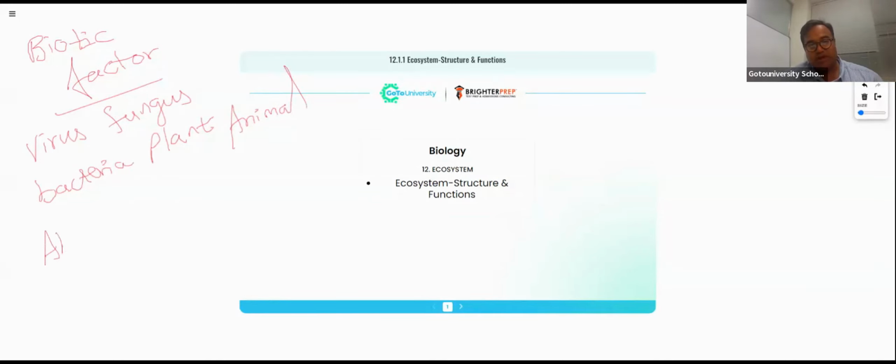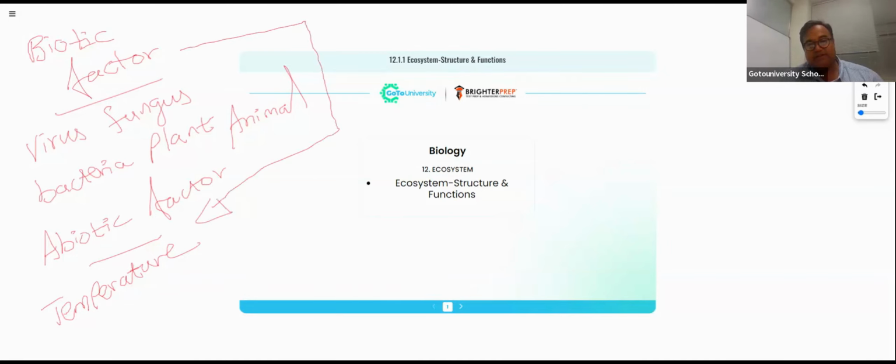If you're talking about abiotic factors, we can say they are plenty in number. A beautiful example of an abiotic factor is temperature. So biotic factors influence abiotic factors, and abiotic factors influence biotic factors. In this way, we need to remember the concept.